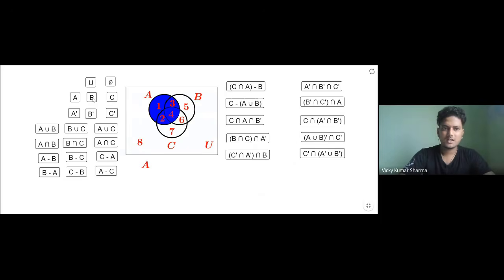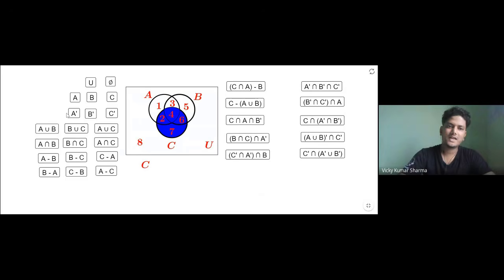Okay. Similarly, you can see the next operation, which is basically the elements of set B, this. And what do we mean by C? Yeah, that's the elements of C.